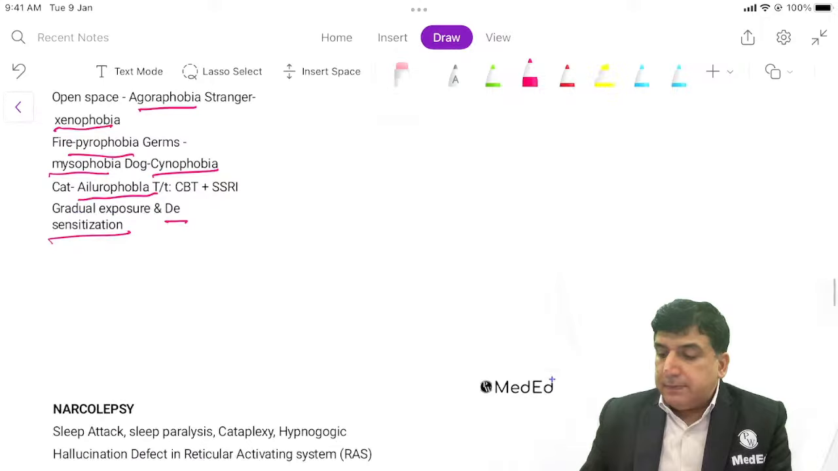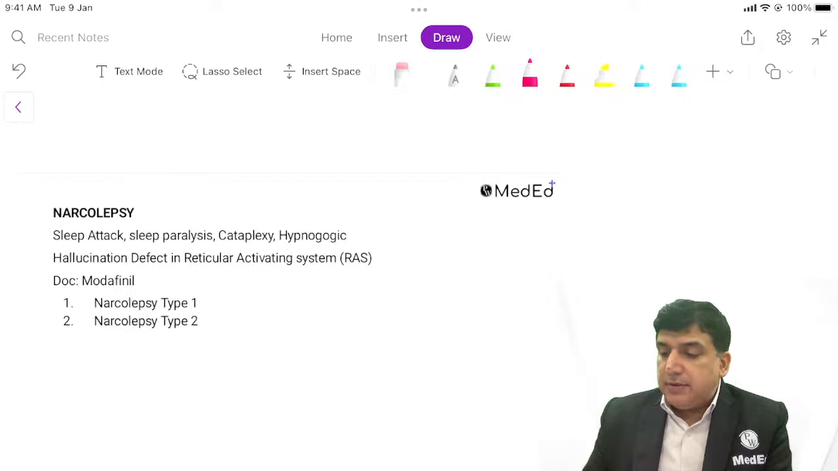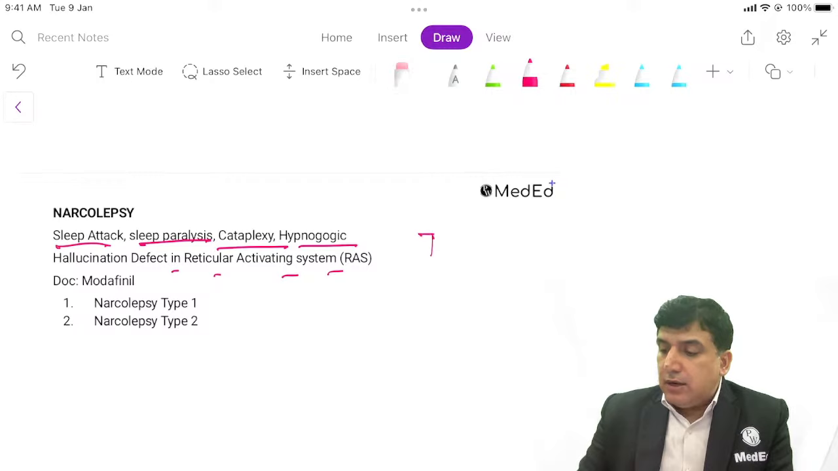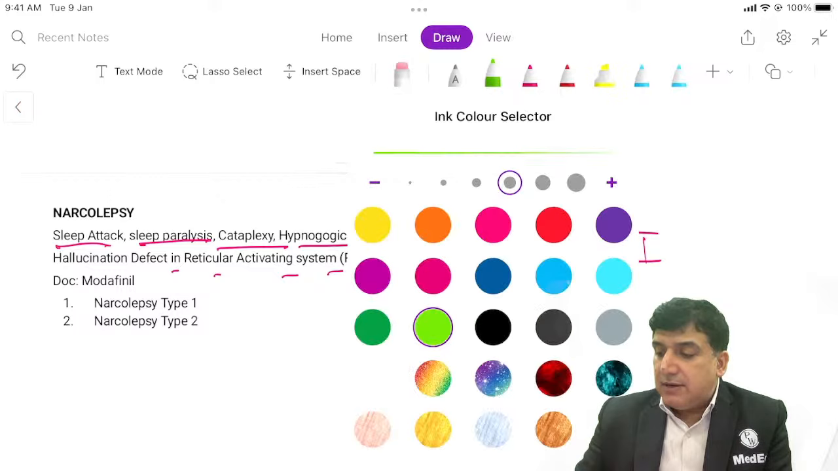Okay. Another MCQ area they ask is narcolepsy. In narcolepsy we have four symptoms, which we call the tetrad of narcolepsy: sleep attack, sleep paralysis, cataplexy, and hypnagogic hallucination. What is the defect in narcolepsy? We have a defect in the reticular activating system, RAS. We have type 1 narcolepsy and type 2 narcolepsy. They usually ask that sometimes. It's a very favorite MCQ, so be very, very careful.